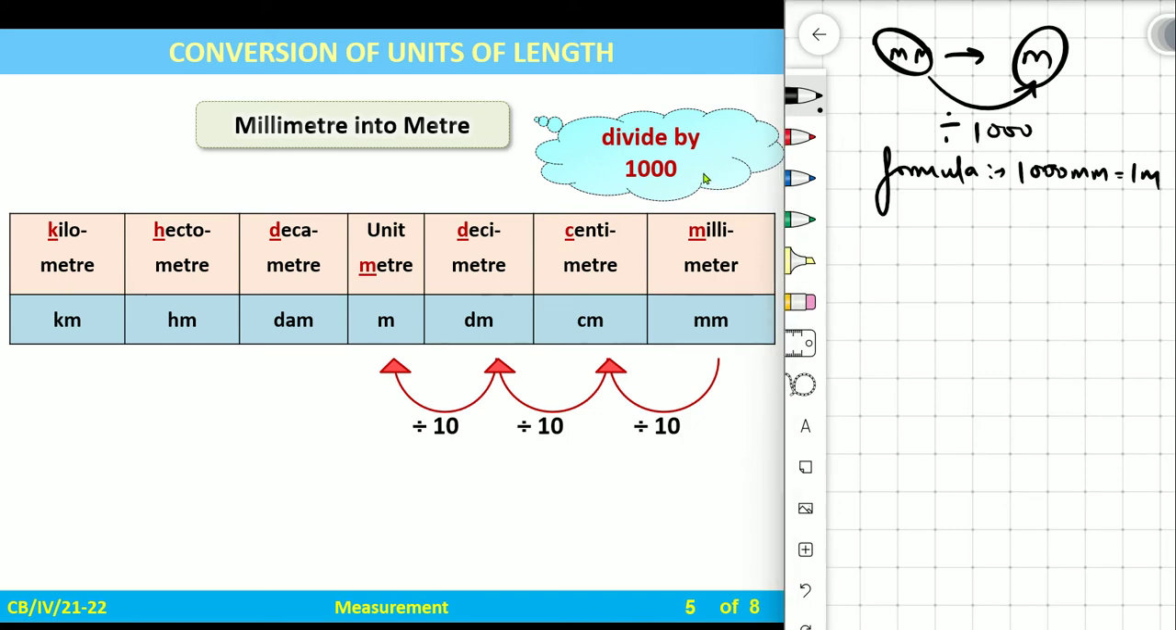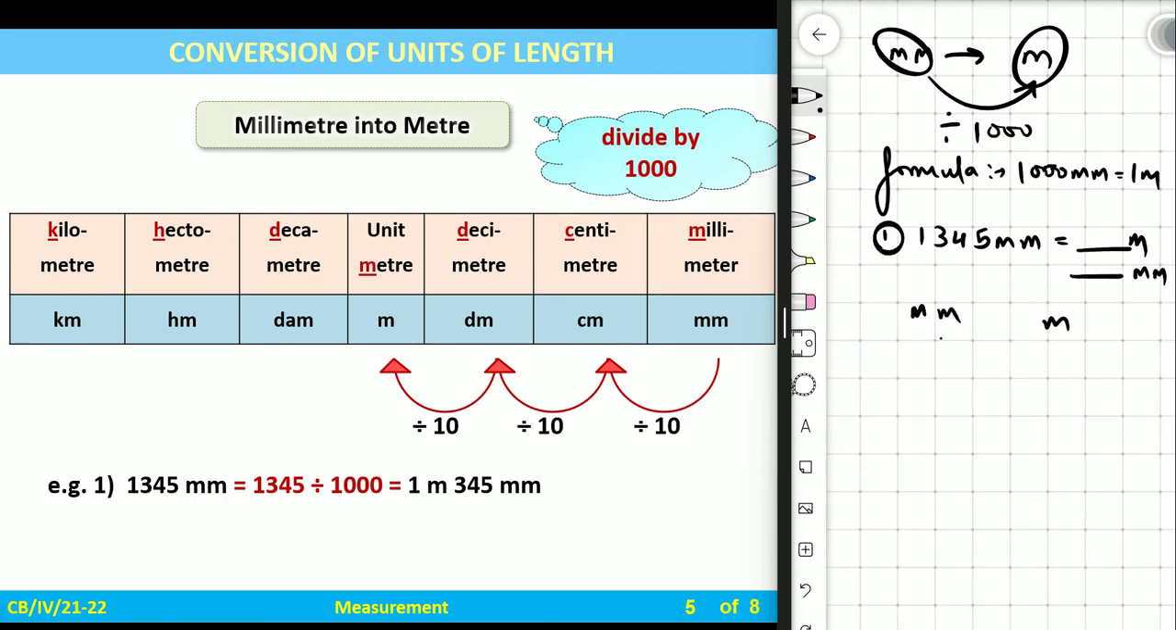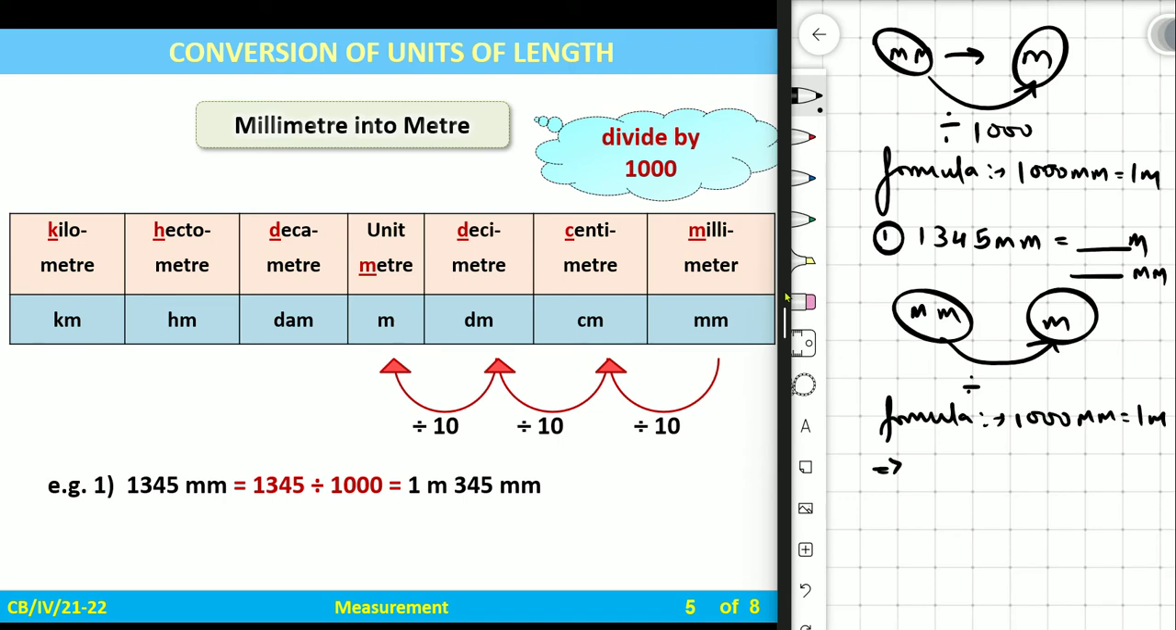Now let's check our example number 1. Example number 1 says: 1345 millimeter is equal to how many meter and how many millimeter? This is our question. So we are going from millimeter to meter, or from a smaller quantity to a bigger quantity, so we must divide, and the formula says 1000 millimeter is equal to 1 meter. Then we must divide by 1000. So 1345 divided by 1000 will give us meter.